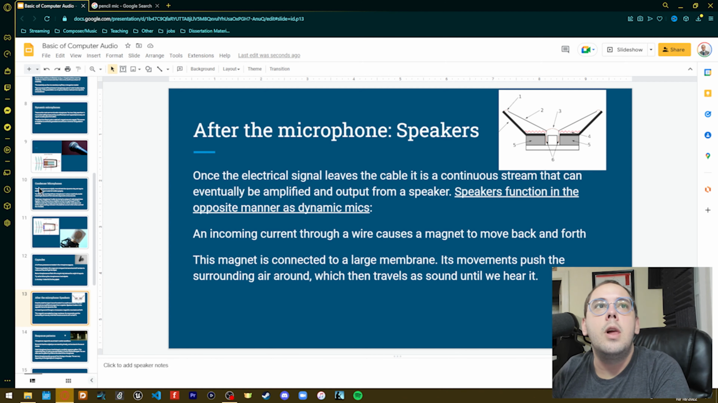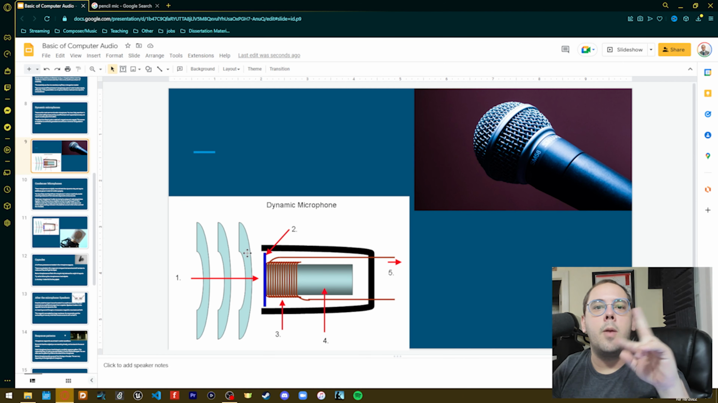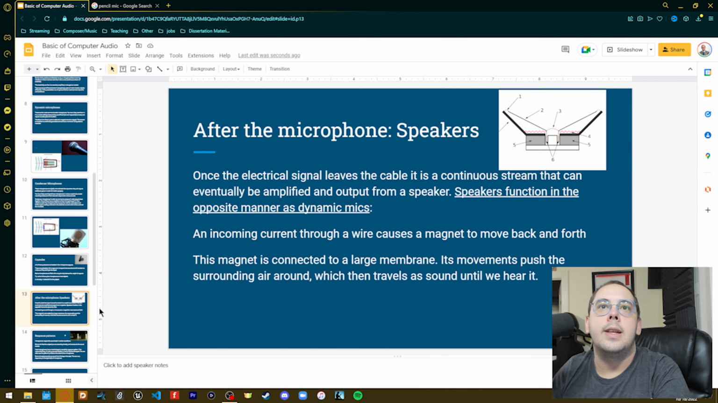Basically, a speaker is just like a dynamic microphone, but in reverse. We send current down the wire to the magnet. That causes the wires to move and the diaphragm to push the air, and we hear it. That's the really short version. Right there, you can kind of see the diagram.